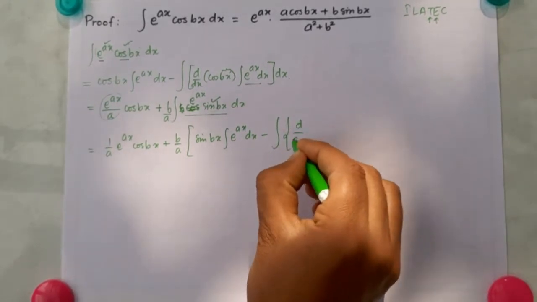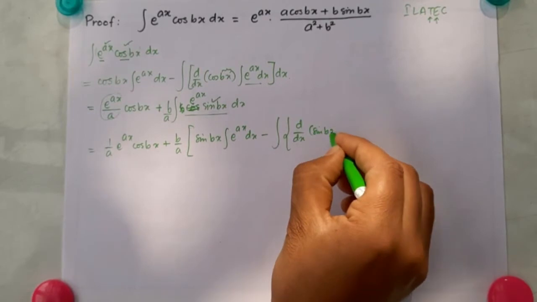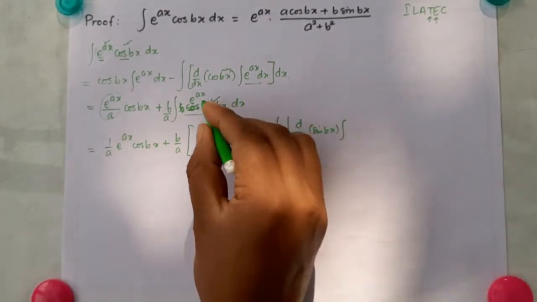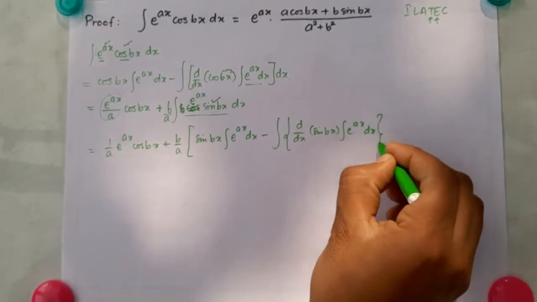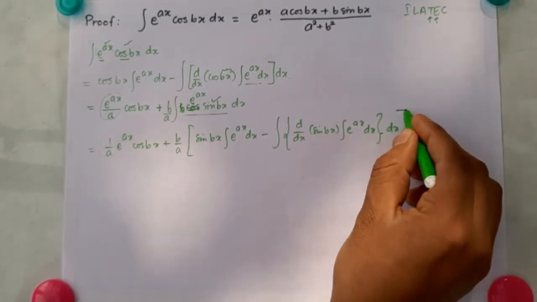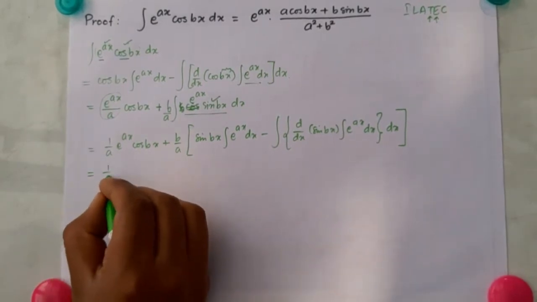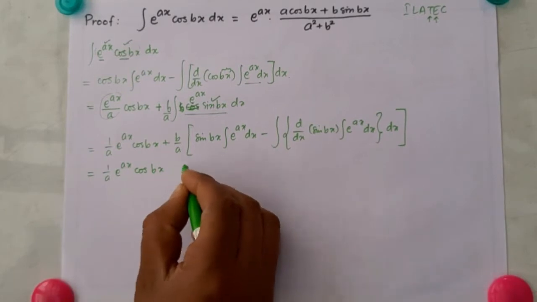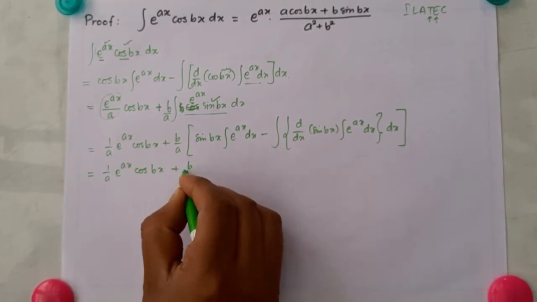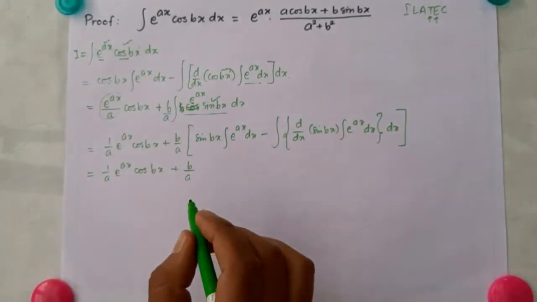Now d by dx of, now we need to differentiate sine bx. So it is sine bx integral of e to the power ax dx, and we have got one more dx outside. Okay, so close the bracket. Okay, so this is 1 by a e to the power ax cos bx plus b by a. Okay, by the way, let me call this to be I. Okay, so this is my I.